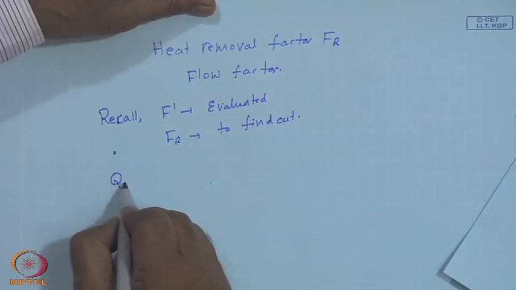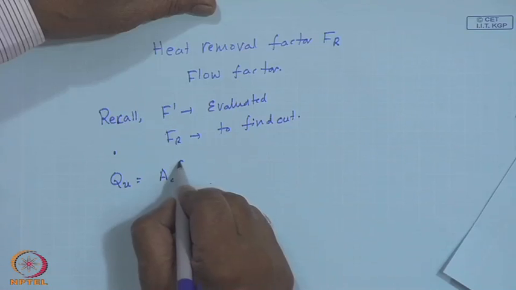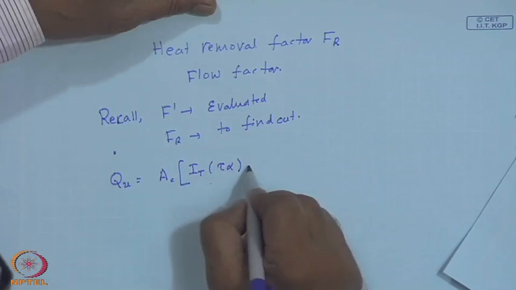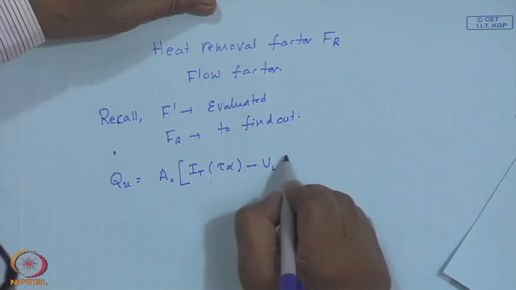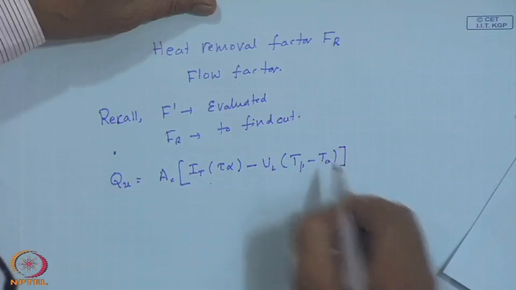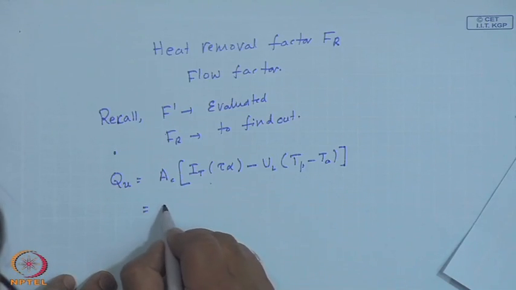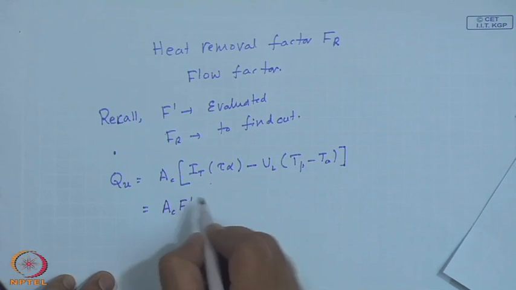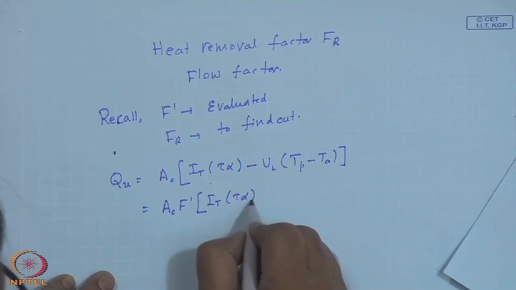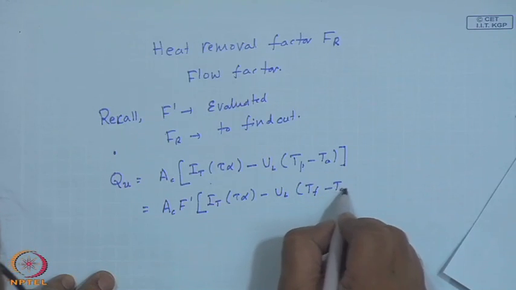that originated from our basic equation: Q u, the useful energy gain from a collector of area A c, is the incoming radiation multiplied by an effective transmittance absorptance product minus the losses taking place from the plate temperature to the ambient, which has been subsequently modified as A c times collector efficiency factor F dash into I t tau alpha minus U l into T f minus T a.